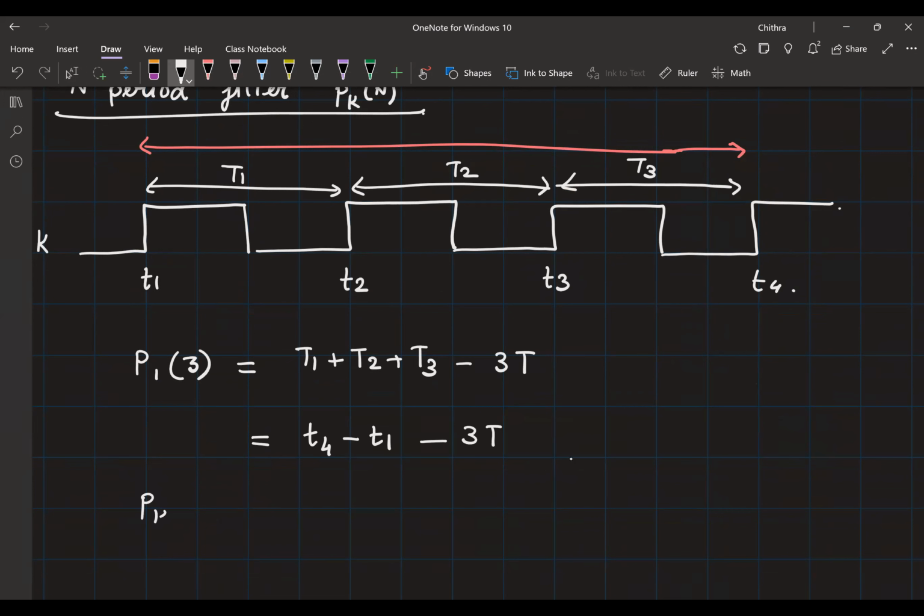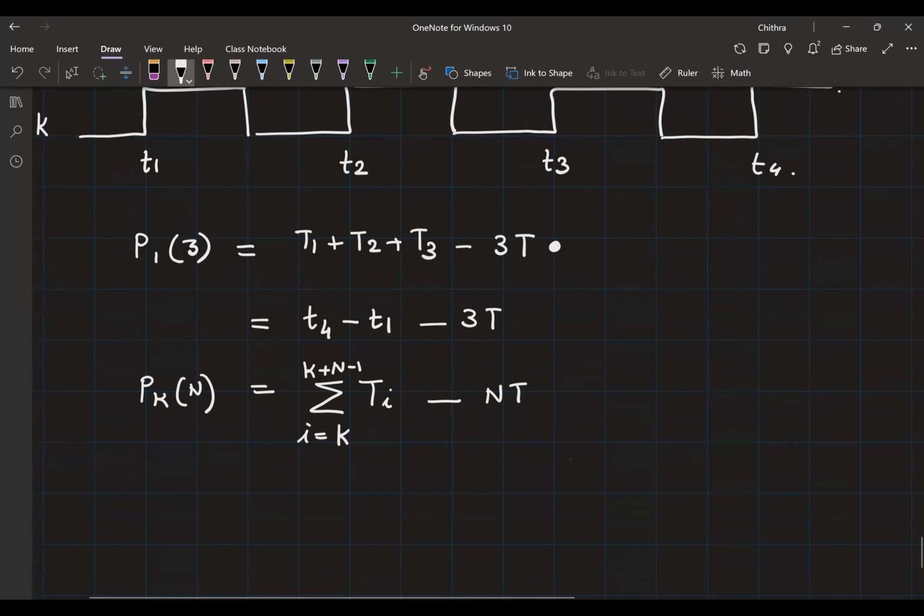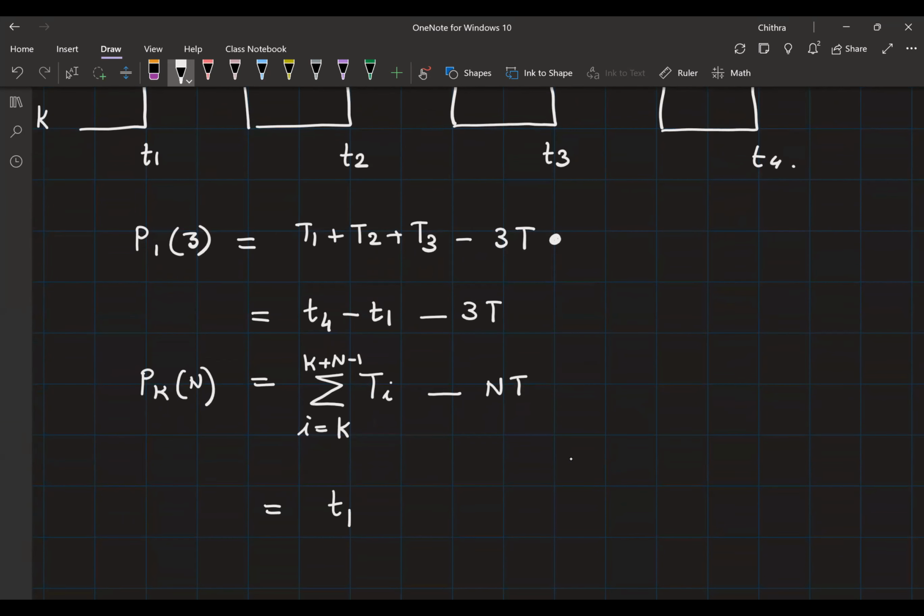So what is the general expression for Pk of n? So let's first make this into a general expression. So this will be summation of Ti, where i goes from k to k plus n minus 1, minus n times T. Or I could write this as T k plus n minus Tk minus n into T.